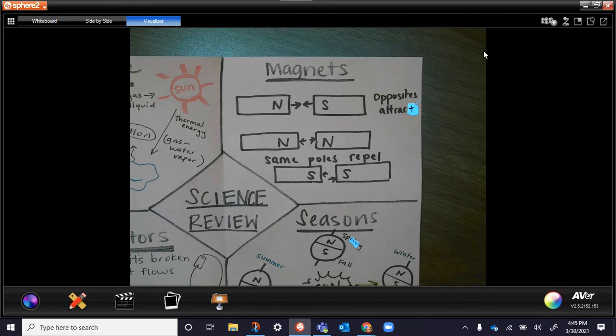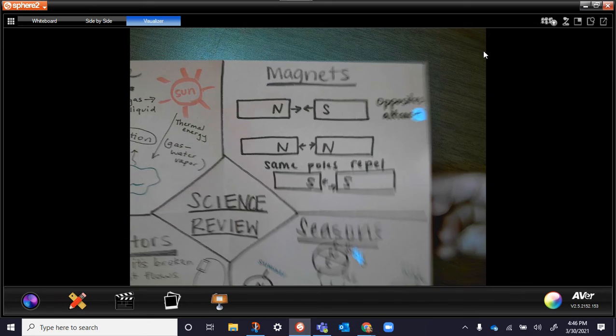Think about when you put on a bug repellent, you don't want the mosquitoes and the bugs to come to you. You want to repel them. You want to push them away. Okay, so repel, they're pushing away from each other.